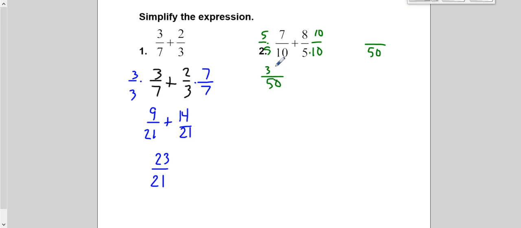So this is 35 over 50. This is 80 over 50. So we get 115 over 50. But then we have to simplify. We can divide these both by 5.